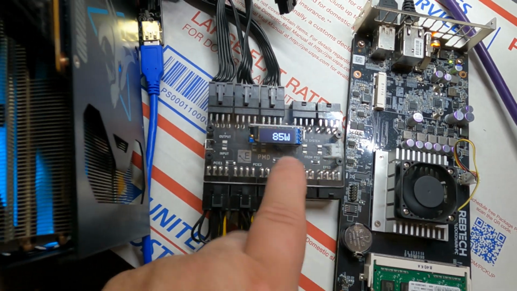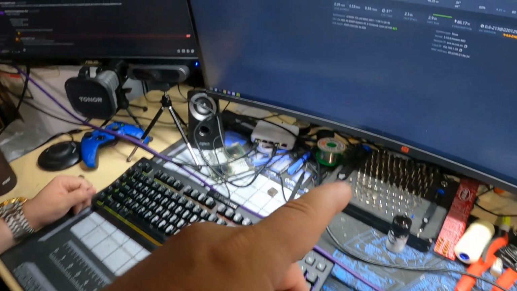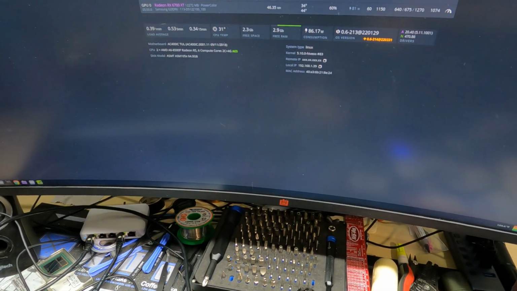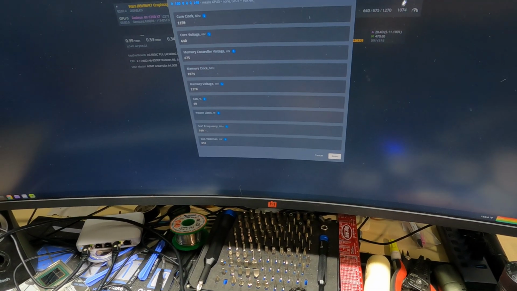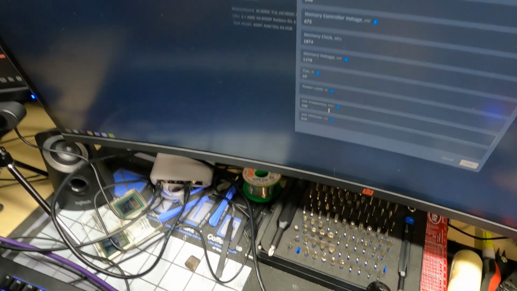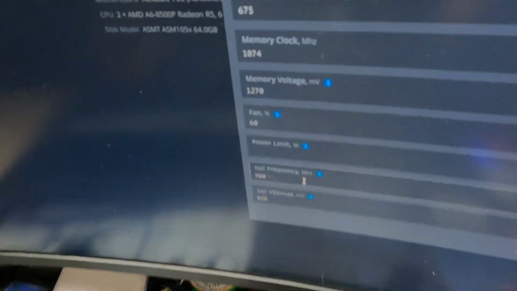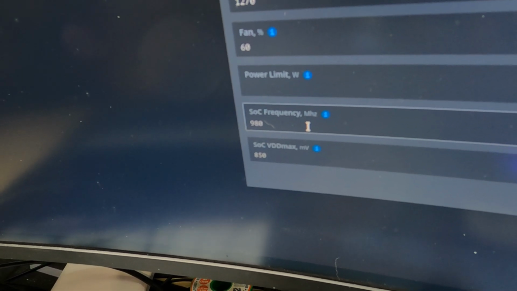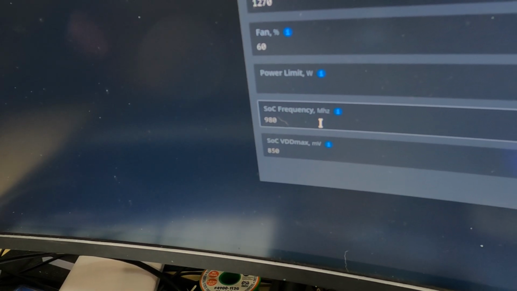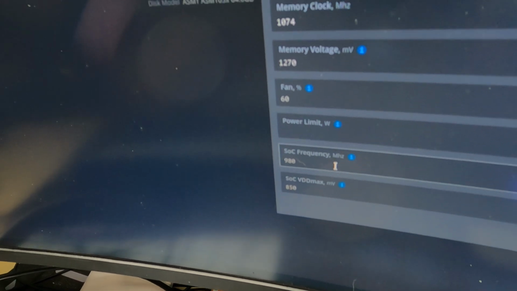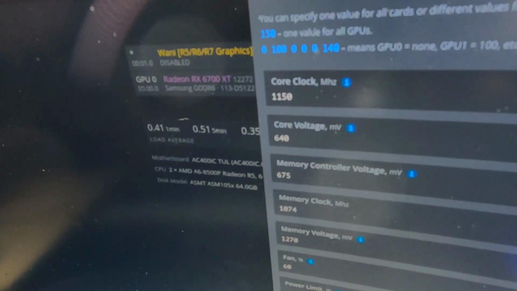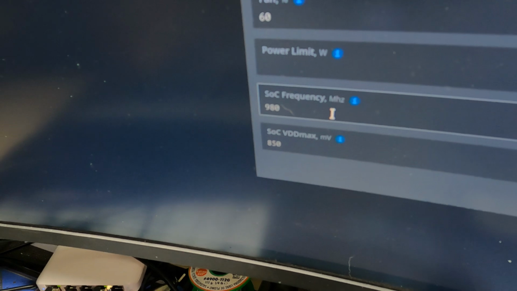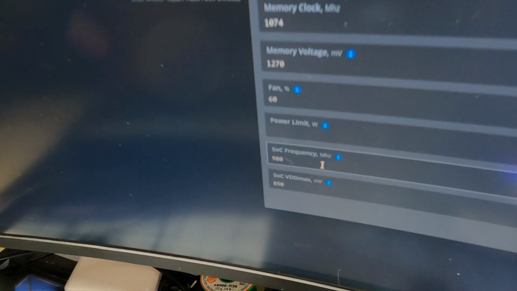Now there was one other setting that I had Rondy throw in real quick. If you can pull up the tunings, down at the bottom here, see if I can get this over here correctly. SOC frequency at 980 and SOC VDD max at 850. That's basically what did the magic. We saved a few watts with everything else, but this is what really saved the wattage on the 6700 XT.